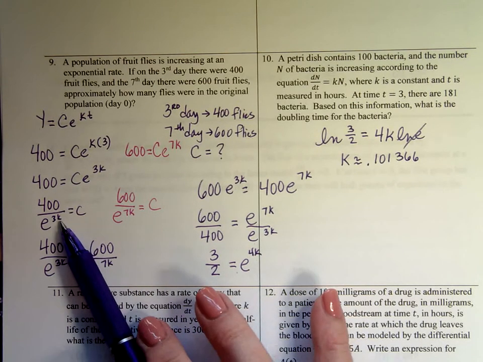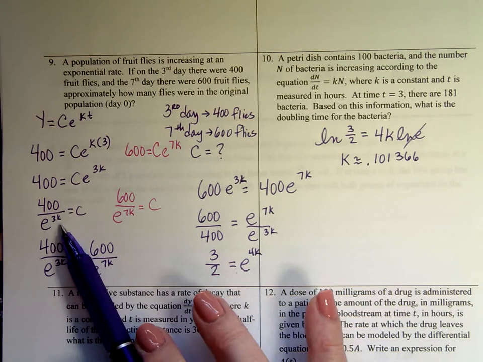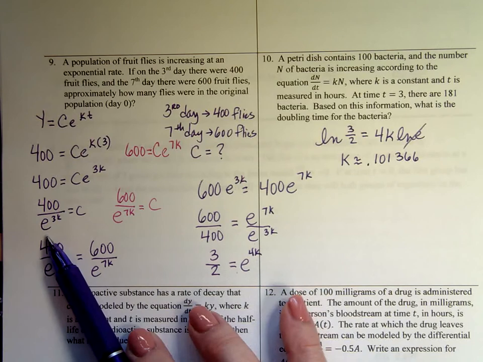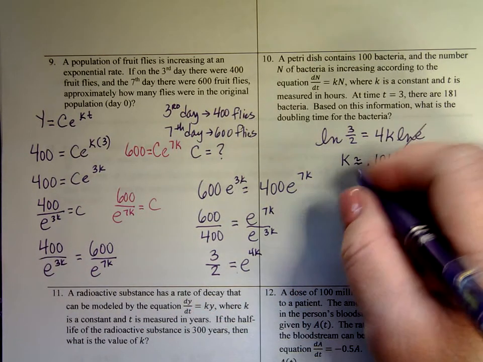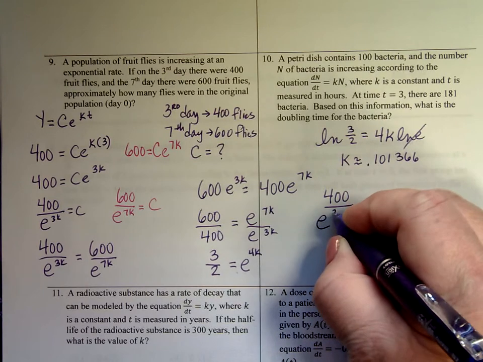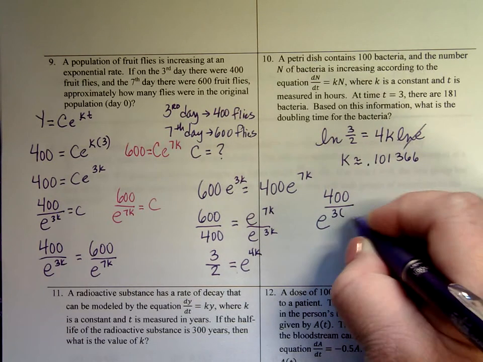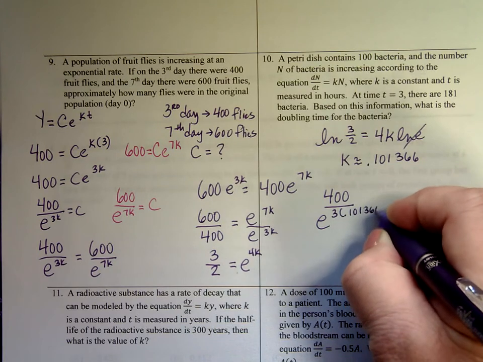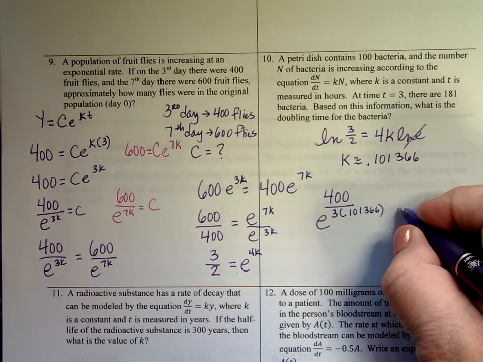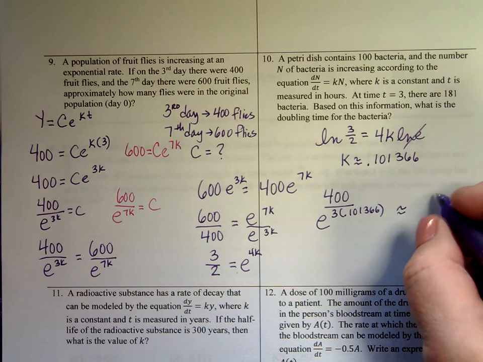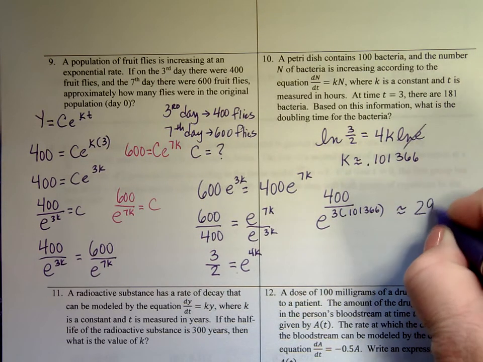It does not matter. I'm going to get the same answer if I plug it into this guy as if I plug it into this guy. I'm going to go for the smaller values. So I have 400 over e to the 3 times 0.101366. And that, my friends, will give me how many fruit flies I came up with. It is just shy of 295. I think it's 294 point something.